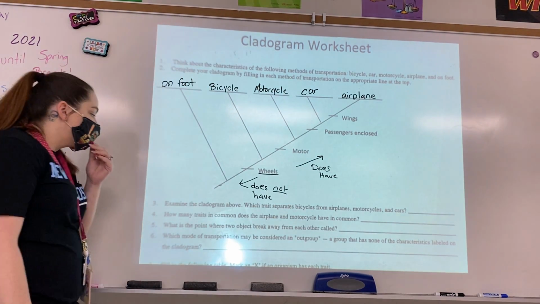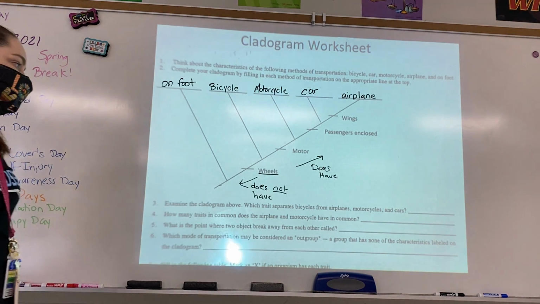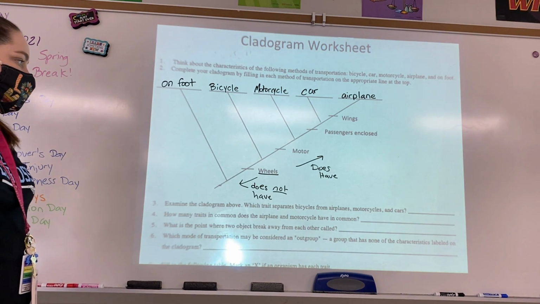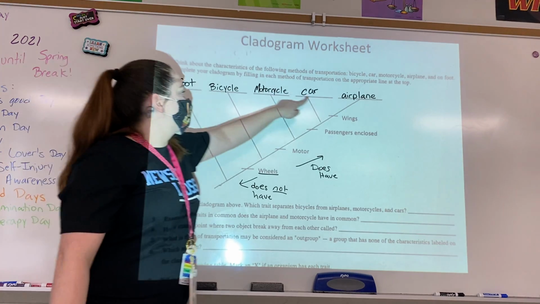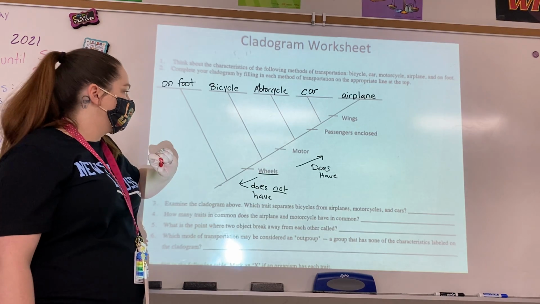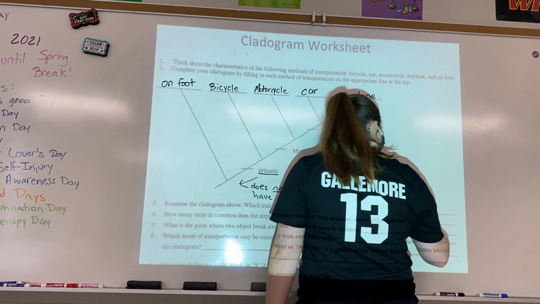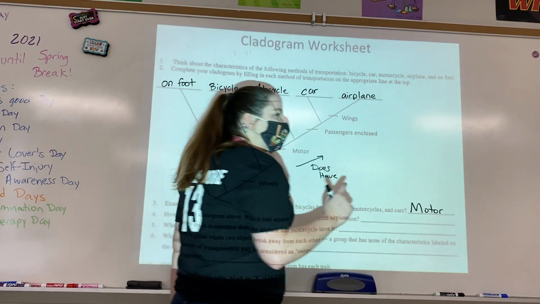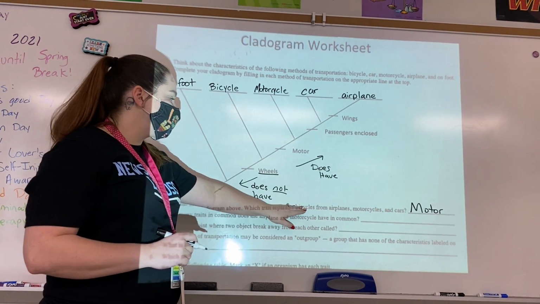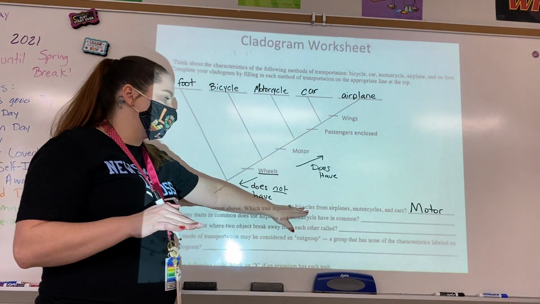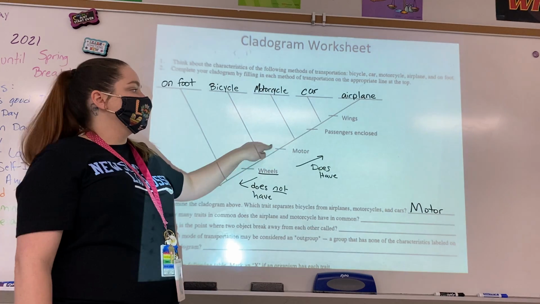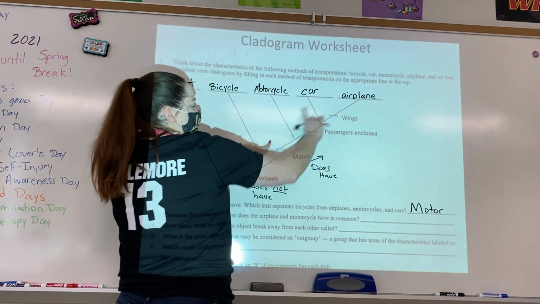Okay? So number 3, examine the cladogram above. Which trait separates bicycles from airplanes, motorcycles, and cars? So what is going to separate these 4 modes of transportation? Motors, yes. So you're looking at the thing that, what is the characteristic that one of them doesn't have? So you're looking at bicycles, and then you're looking at airplanes, motorcycles, and cars. So airplanes, motorcycles, and cars all have motors, but bicycles do not. So motors are the thing that separates these 3 lines from this line.